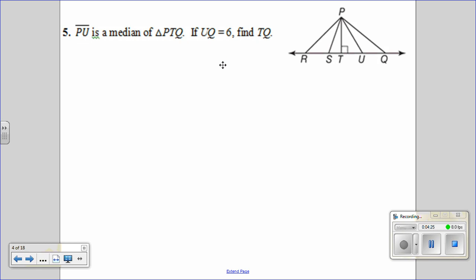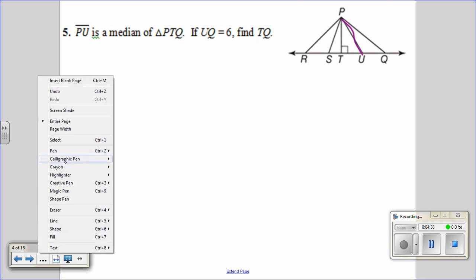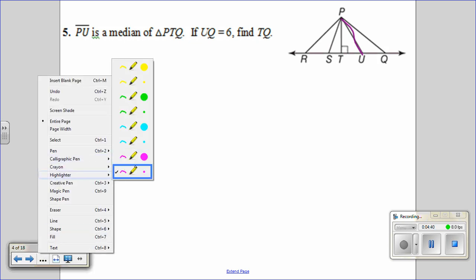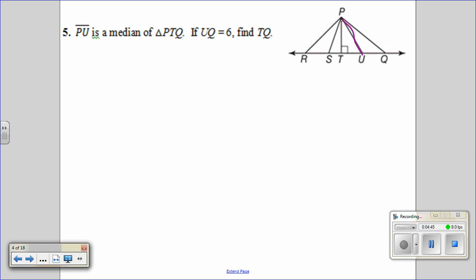On this picture, they say that PU, which is here, is a median of this triangle, PTQ. So I'm going to highlight that triangle, since there's a lot of different triangles in here. So PTQ.